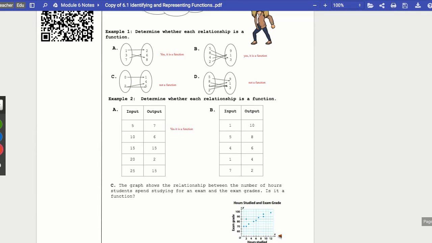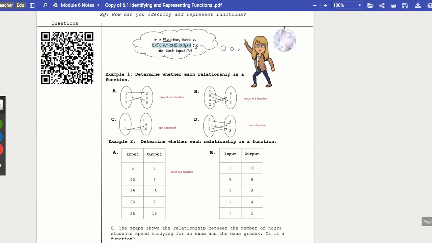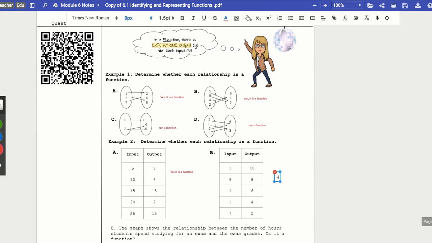B, let's take a look at B. So 1 goes to 10, perfect. 5 goes to 8, solid. 4 goes to 6, muy bueno. But look, 1 goes to 4. So remember, I have 1 as an input here, and 1 went to 10. But now it's telling me 1 goes to 4. That's not okay. 1 can only go to one number because it's an input value. And so this is not going to be a function because 1 goes to 10 and 1 goes to 4. And remember, again, a function has only one output. So this is not a function.